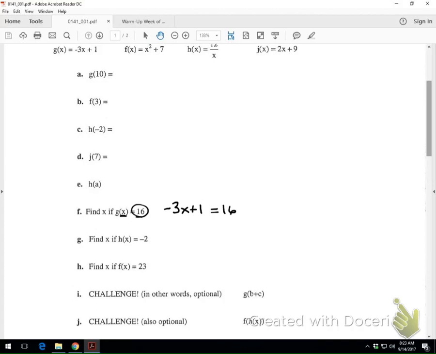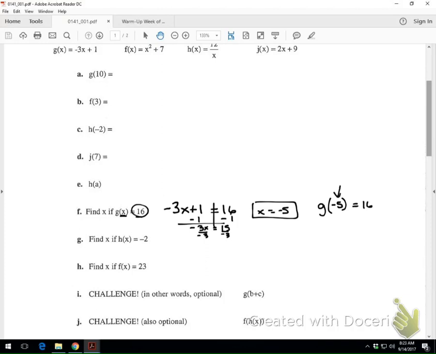Okay, so I draw my line. What do I do from here? Subtract 1. Perfect. So then you get negative 3x equals 15. Then what? Divide by negative 3. So then you get x equals negative 5. So here's how this may look in the end. We got x equals negative 5. So basically this, g of negative 5 equals 16.